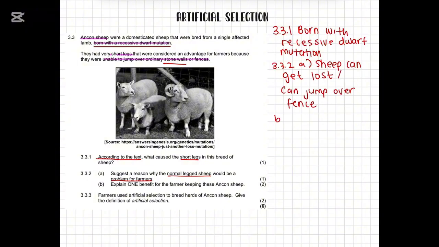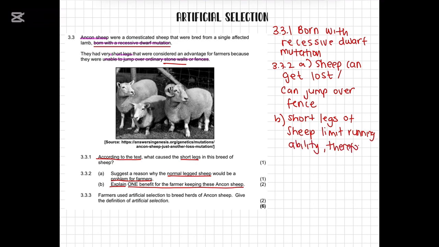Moving on to the next question, it says, explain one benefit for the farmer keeping these Ancon sheep. So why do they keep the ones with the short legs? It's because they cannot run and therefore they will not get lost.